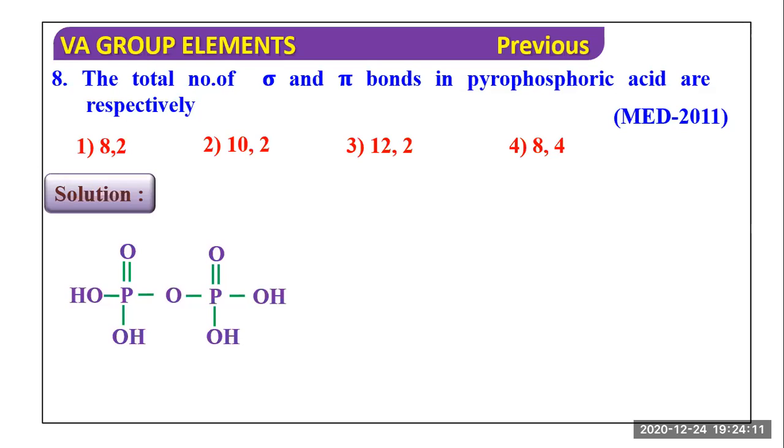There is a sigma bond, a sigma bond, a sigma bond, a sigma bond, and this is sigma bond, sigma bond, sigma bond, sigma bond, and this is pi bond and sigma bond, pi bond and sigma bond. Yes. So the total sigma bonds are 12 and pi bonds are 2. So option 3 is the correct answer. Clear?